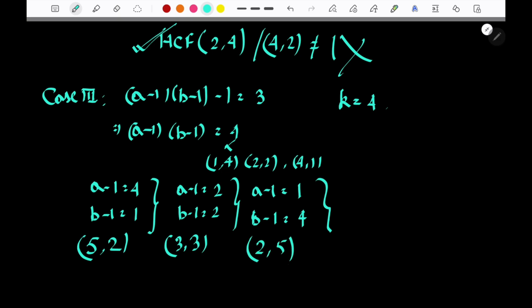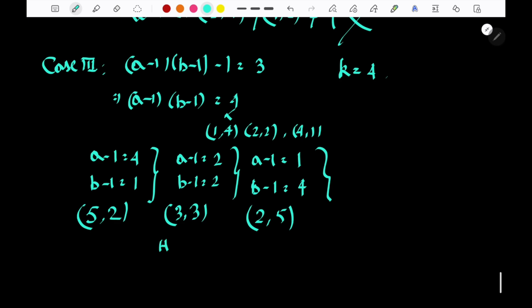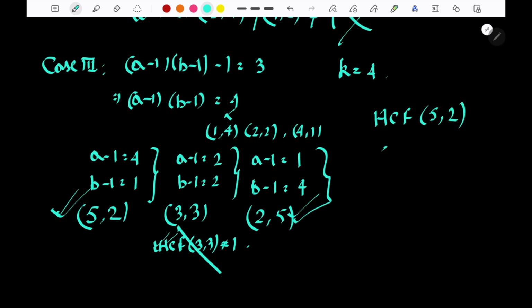But tell me, what is HCF of 3 comma 3? HCF of 3 comma 3 is not equal to 1. It is 3 actually. So, this is an invalid case. The rest, 5 comma 2 and 2 comma 5, are valid cases. It means HCF of 5 comma 2 is equal to HCF of 2 comma 5, which is equal to 1. So, this case is also valid.